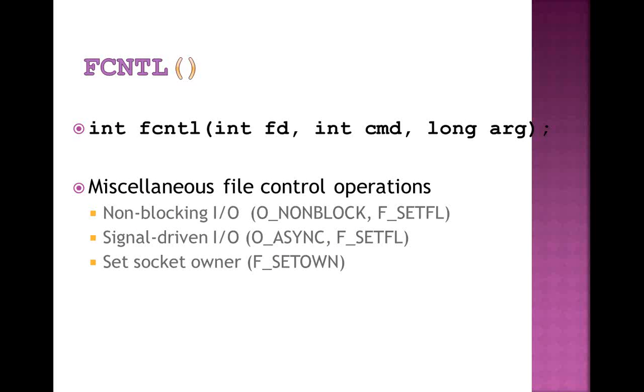Next is fcntl. This is the syntax that is used, and these are the arguments: one is fd, one is cmd, one is arg. Next, miscellaneous file control operations. What are the miscellaneous file control operations? One is non-blocking input output, one is signal driven input output, one is set socket owner.